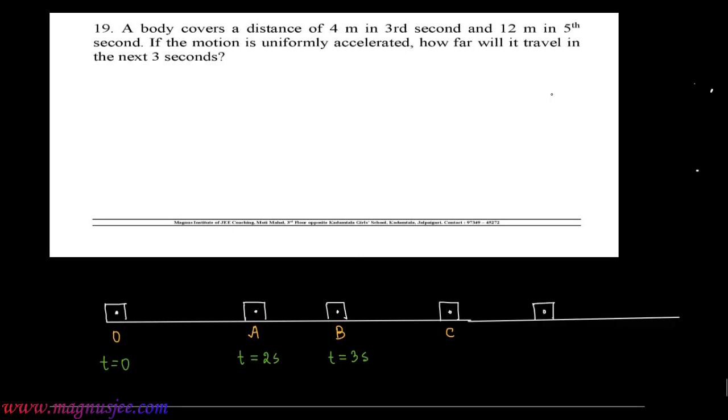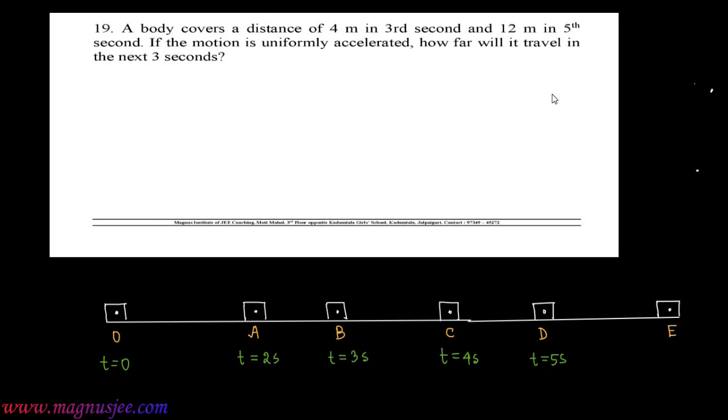And also we can denote other points, that is D. At C, t is equal to 4 second. At D, t is equal to 5 second. And the final point will be E. At E, the instant of time t is equal to 8 second.